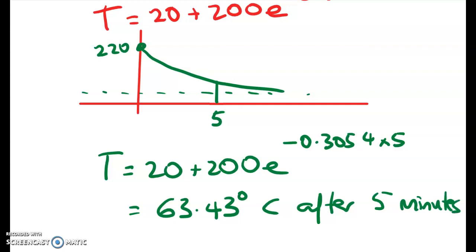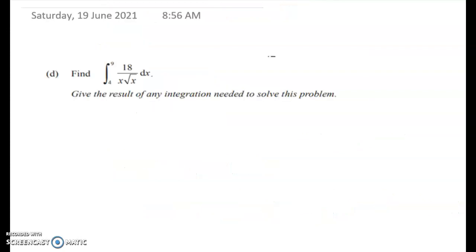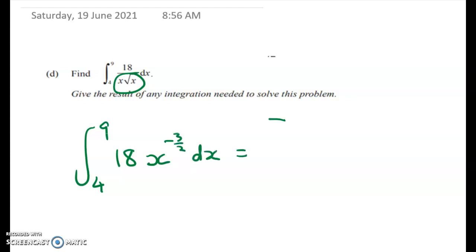Now the second one is much, much faster. And this is it here. It looks bad, but that's just because we have to rewrite the denominator with a fractional power. So we've got the integral between 9 and 4 of 18x to the power of -3/2 dx.